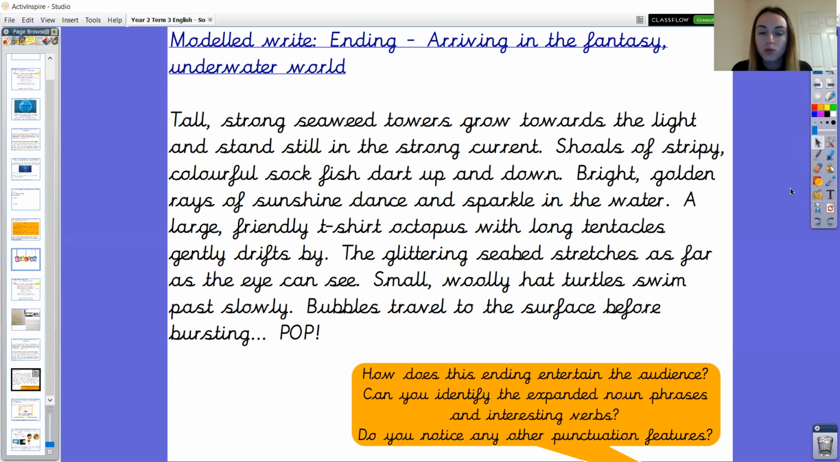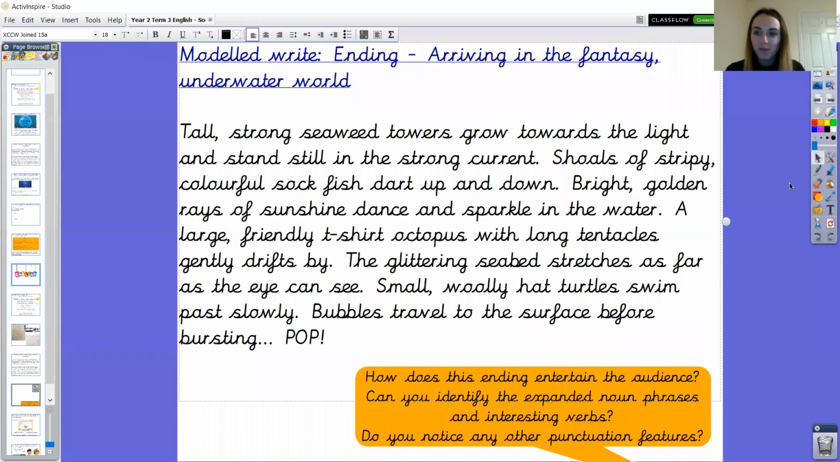I wonder if you can also use your finger without touching the screen and have a look to see if you can spot the expanded noun phrases or even the noun phrases, so one adjective before the noun, and any interesting verbs. I also wonder whether you notice any other punctuation features. So on our thinking boxes to success, I shared we really need to make sure we use capital letters and full stops, but you might notice some other features of punctuation here. So please pause the video here to explore this modelled writing.